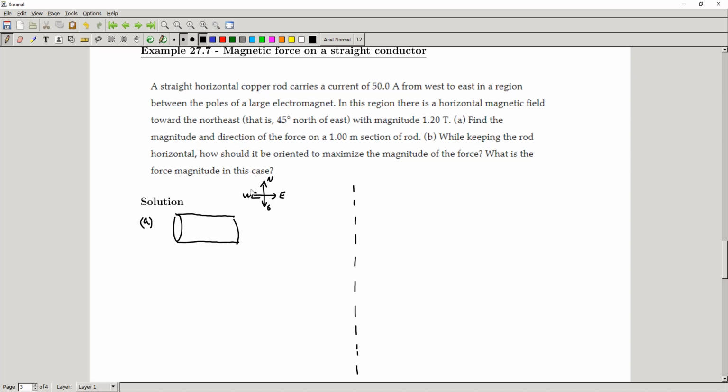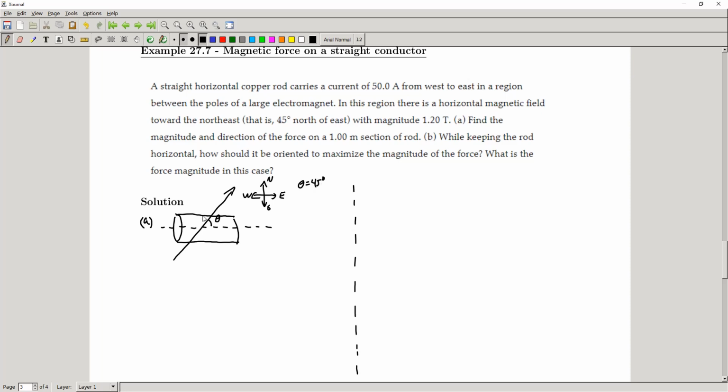Okay, and so our wire runs west east, right, from west to east, and then we're going to have 45 degree north of east is going to be our magnetic field. So we can imagine this is like west east, and then we have a magnetic field that runs like this. Okay, where this, call it theta, is 45 degrees.